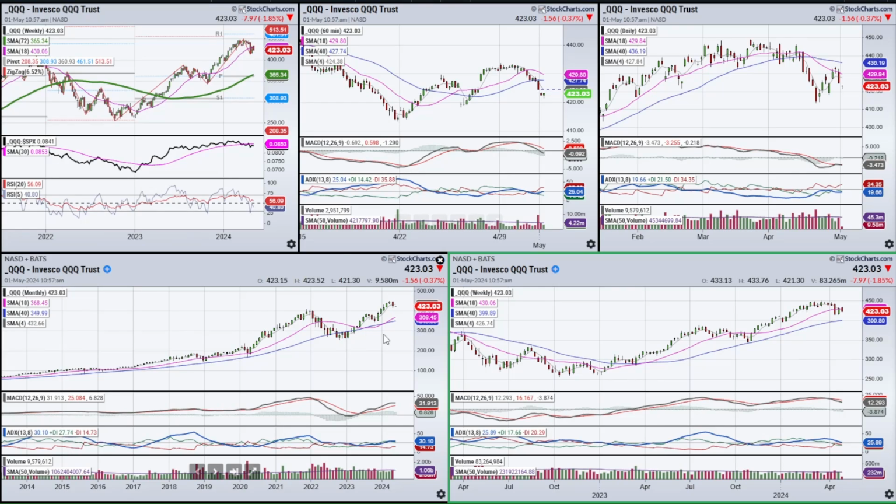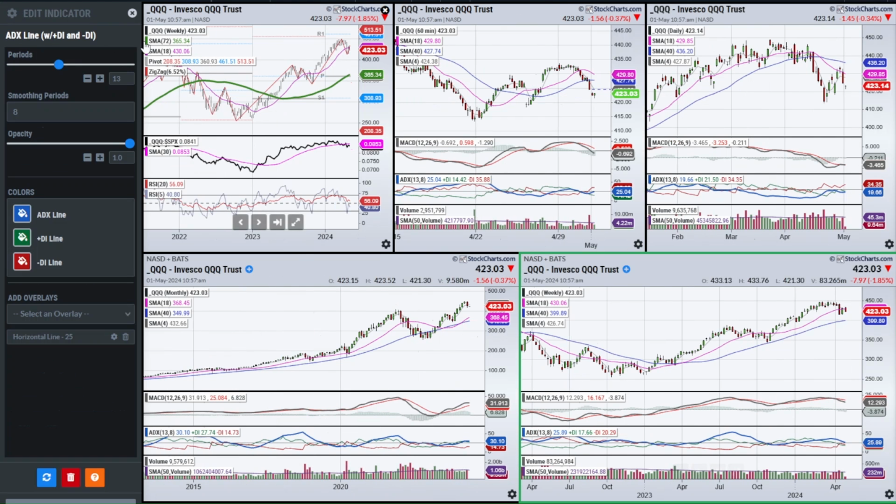Okay, I got the chart of the QQQ up, but one of the things I get questions on periodically is the settings for the ADX. So if we pop down here and I hit this little settings or spin wheel or whatever, it pops up on this side. The way I have it set up, the settings I like are 13 for the DI, and then the smoothing, which is essentially the ADX line, which is the blue line, I set to 8.